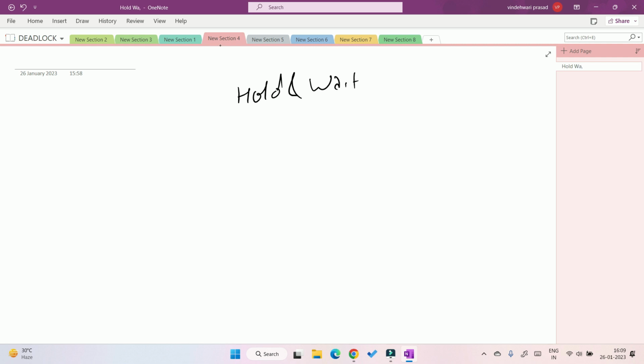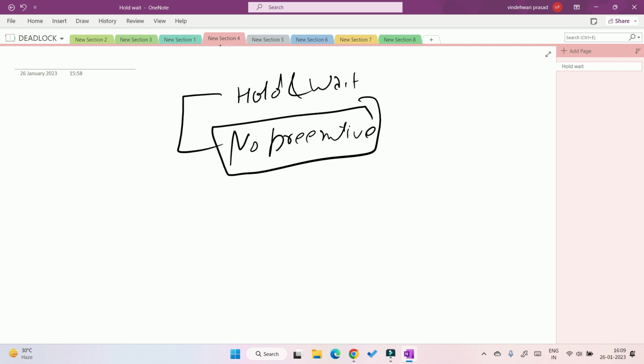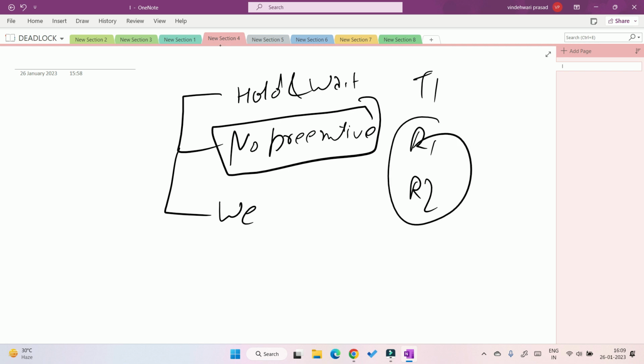Hold and wait can be handled in two different ways. The first one is the no preemptive way. Similar to the no preemptive technique, we try to acquire both locks when they are needed. But another thing we can do is acquire all the resources at the beginning. Suppose T1 needs R1 and R2. When T1 starts its execution, it tries to acquire both locks at the beginning.